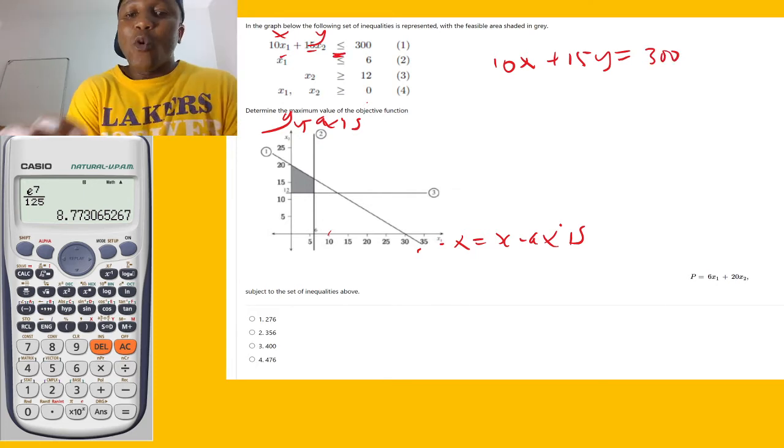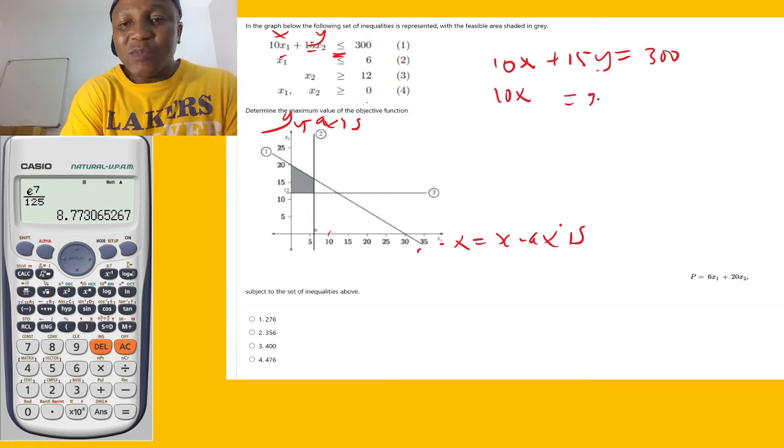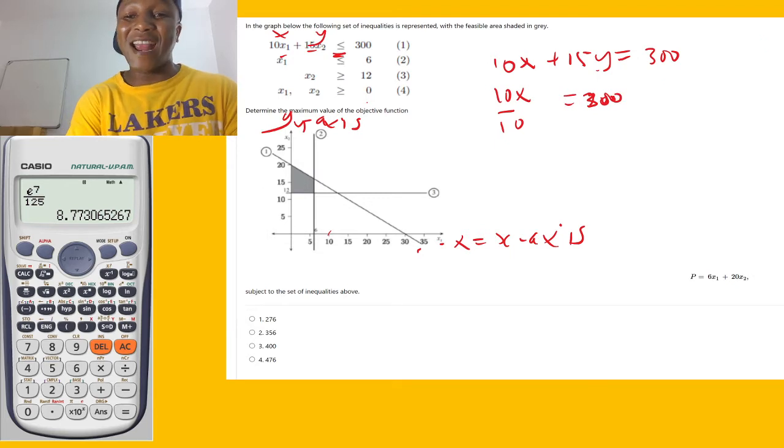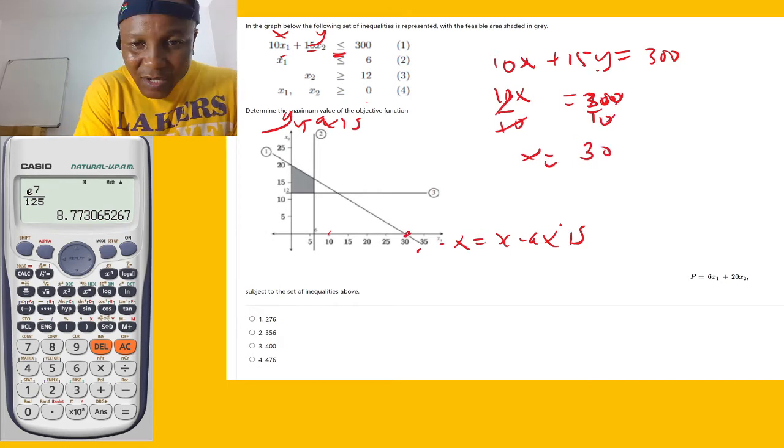Now, we know for the x-intercept, y equals 0. So it's going to be 10x, because the y term is equal to 0. So we have 300 divided by 10. Oh my God, my teacher's going to be upset if she sees me writing 300 like that. I'm sorry. Divided by 10, divided by 10. So x equals 30. You see, that's why this line cuts at 30.